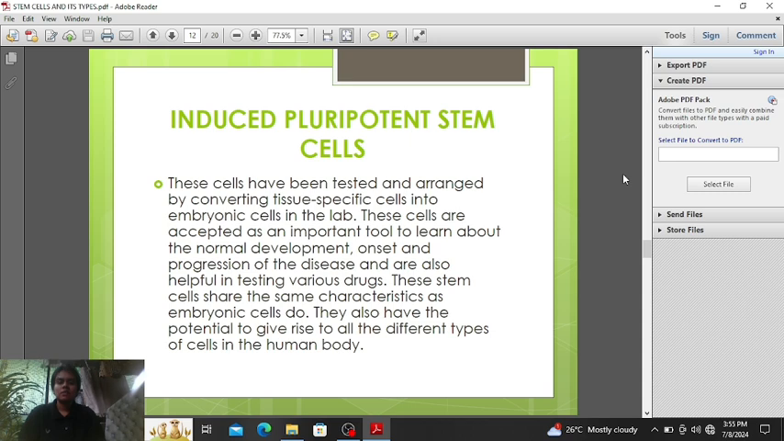Induced pluripotent stem cells. These are the third type of stem cells, where these cells are made by converting tissue specific cells into embryonic-like cells in the lab, and these cells are accepted as an important tool to learn about the normal development and onset and progression of diseases, which are also very helpful in testing various drugs. And these stem cells also share some of the characteristics of embryonic cells, and we can say that they have the potential to give rise to different types of cells in our human body.